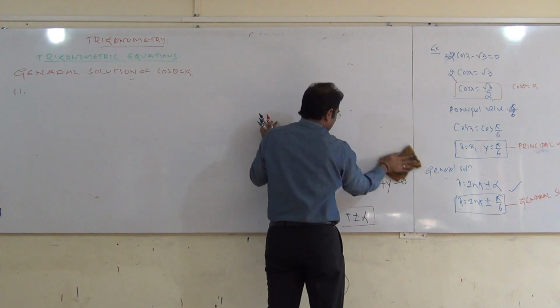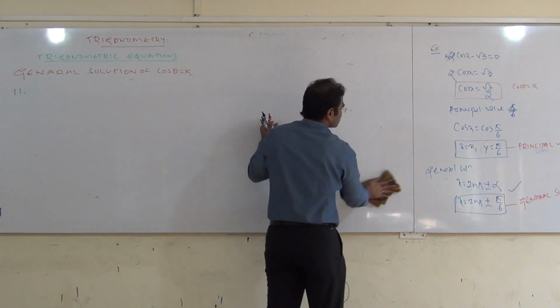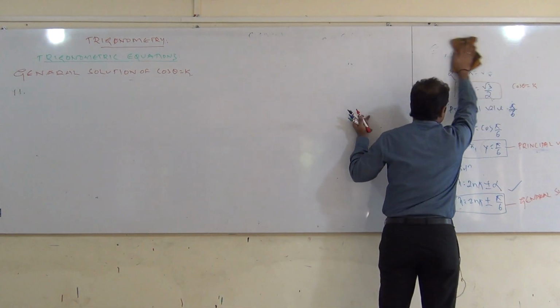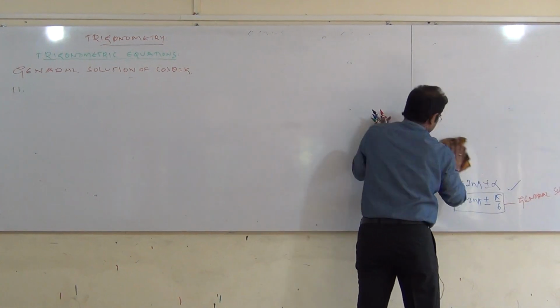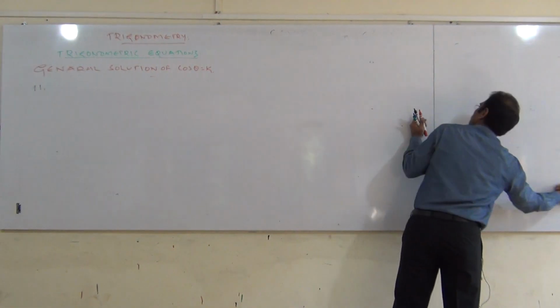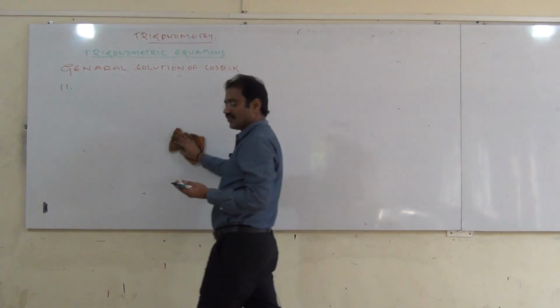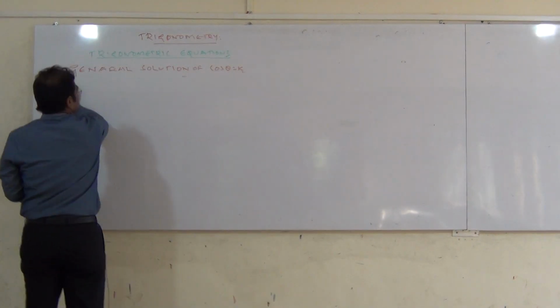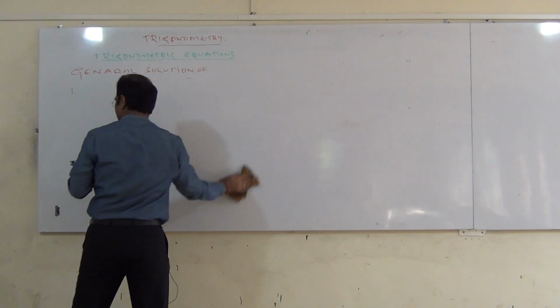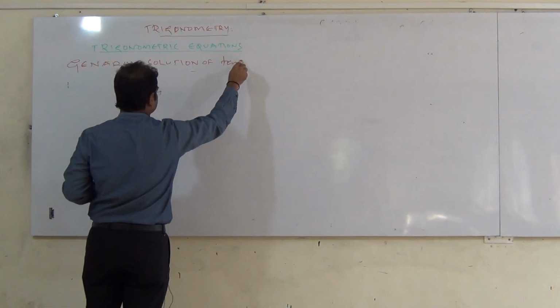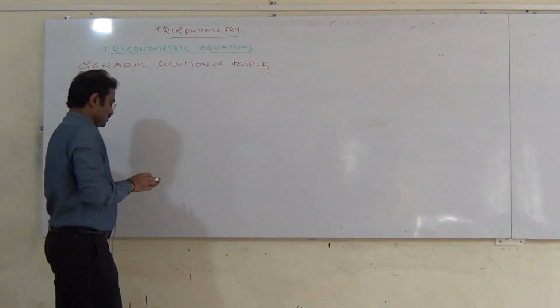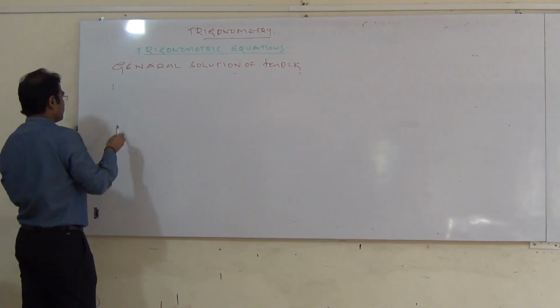Tomorrow exercise, only one day exercise, one or maximum 2 days. One day most probably it is possible to complete because the exercise is simple. Tomorrow I complete this chapter, then I go for the calculus. General solution of the last one, that is tan theta equal to k. So here we write theorem number 3.